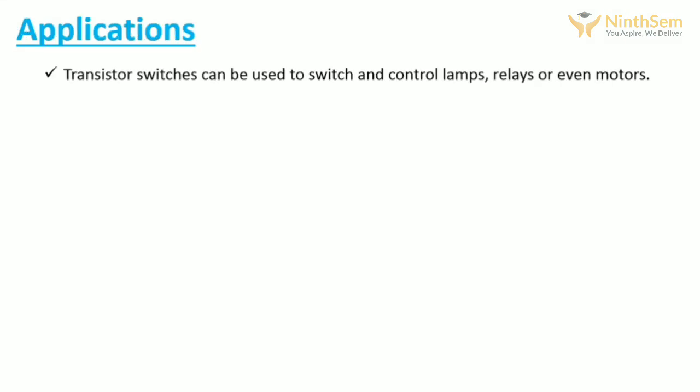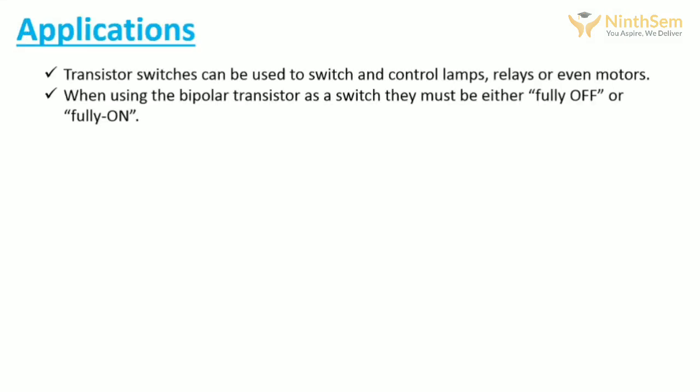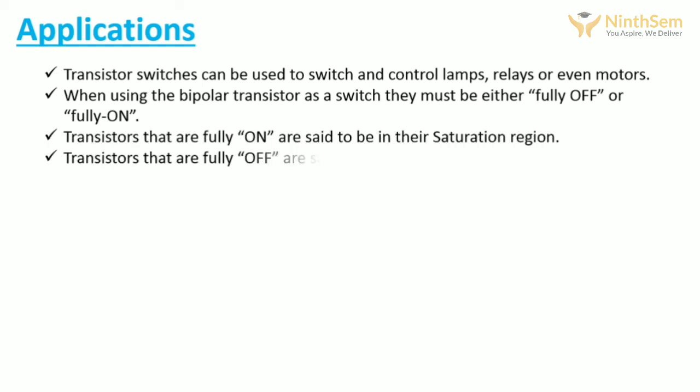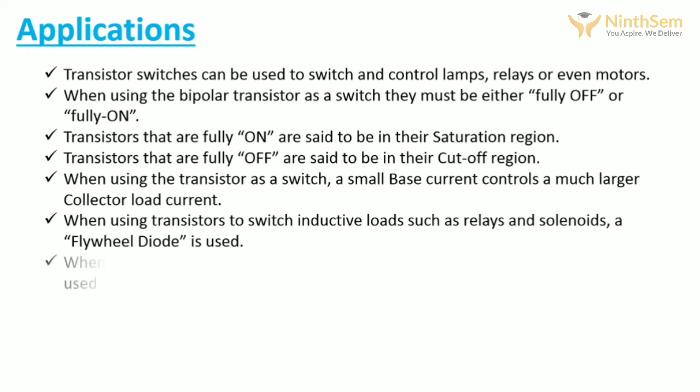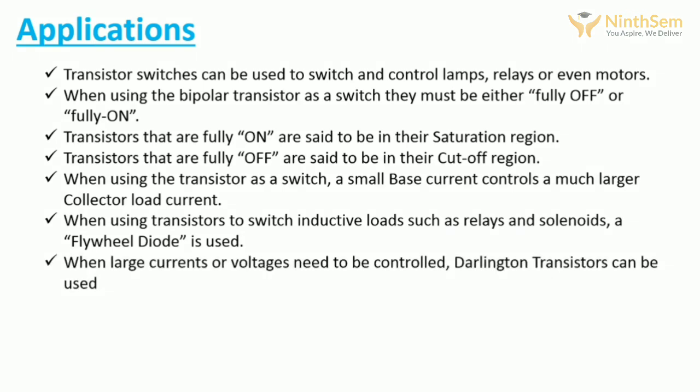Here you can see the applications where we industrially use switching. The first is controlling lamp circuits, relays and motors. When we use the bipolar junction transistor as a switch, there must be a fully off and a fully on condition. The fully on condition we refer to as saturation, and fully off we refer to as the cutoff state. So switching applications use the saturation or cutoff region.